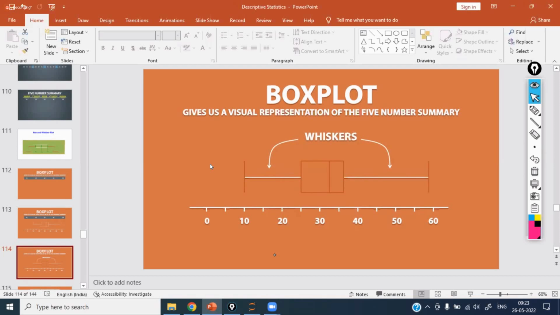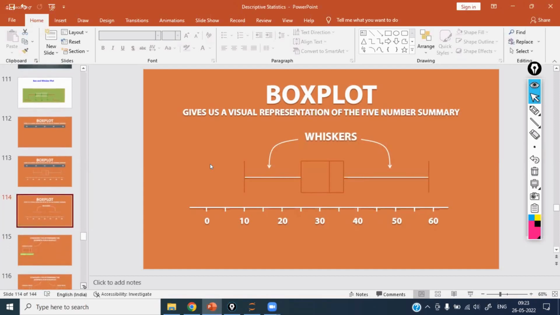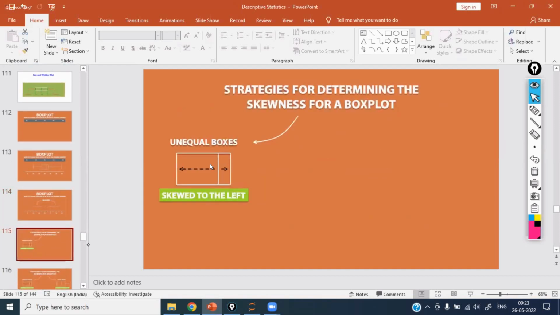Now, what is the use of the box plot? It explains the five-number summary. That is important. The box plot is also going to tell us whether the data is skewed or not. From the histogram we can see it, and from the box plot also we can identify whether the data is skewed or not.